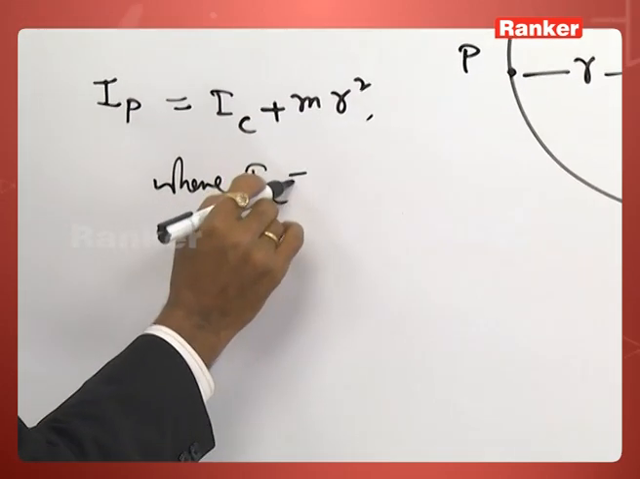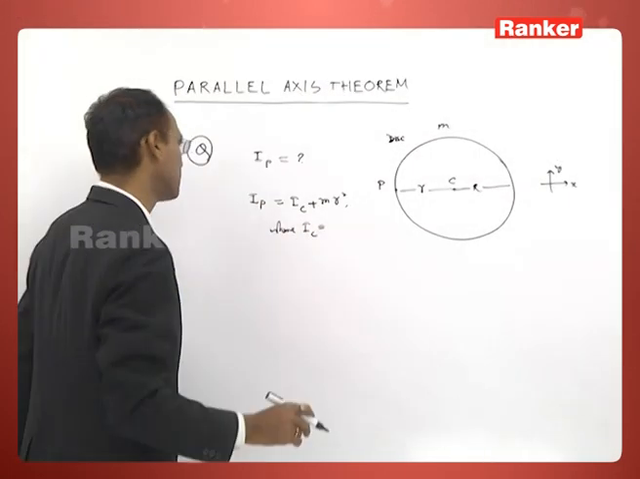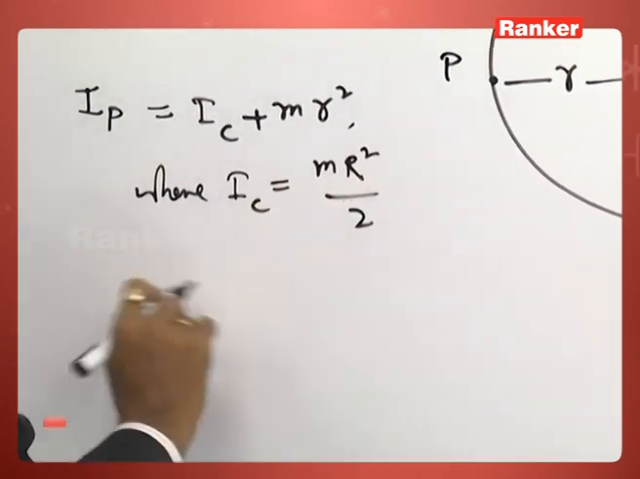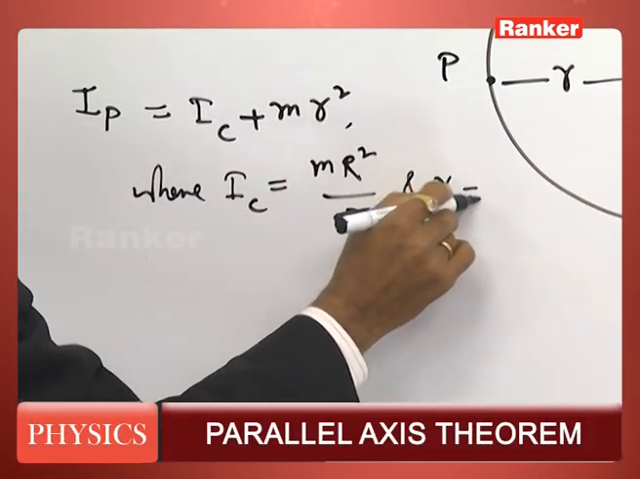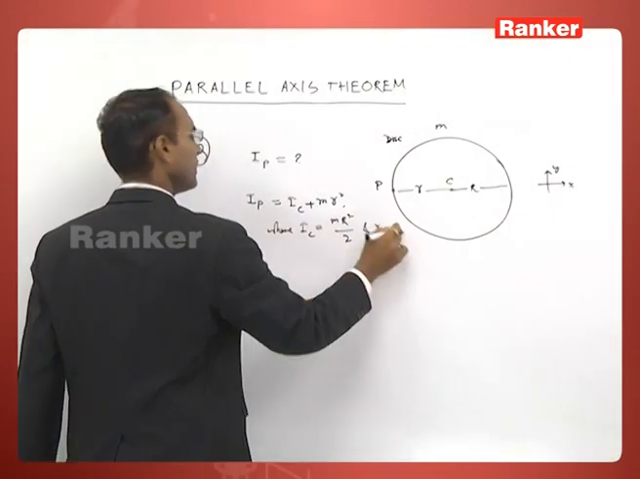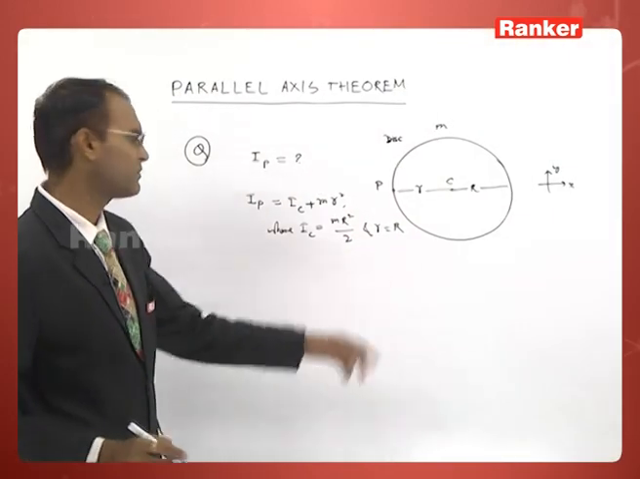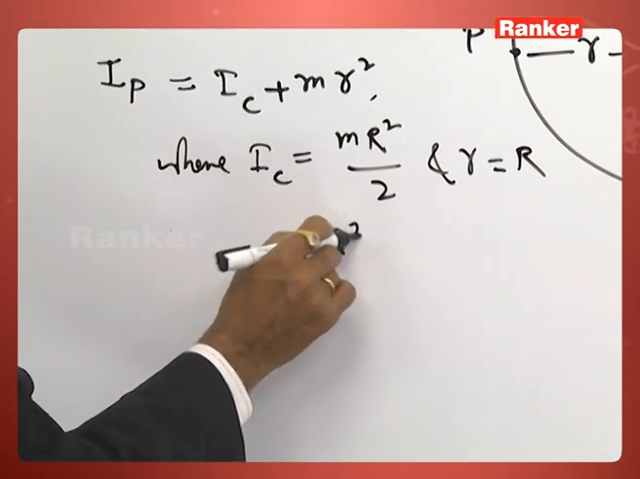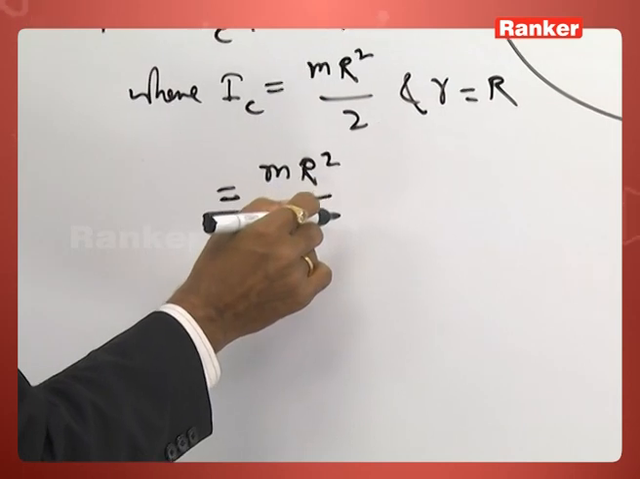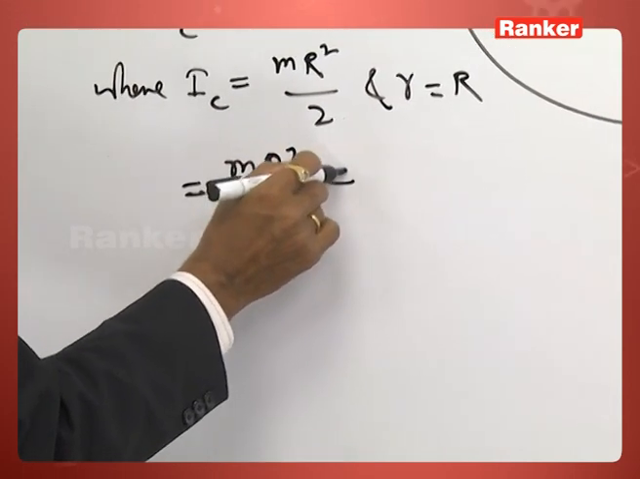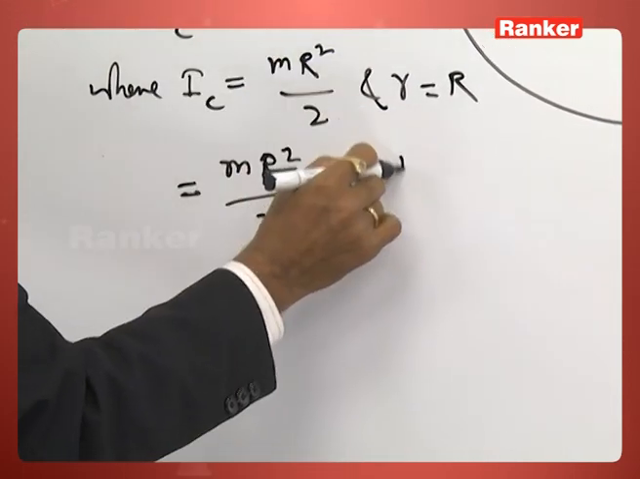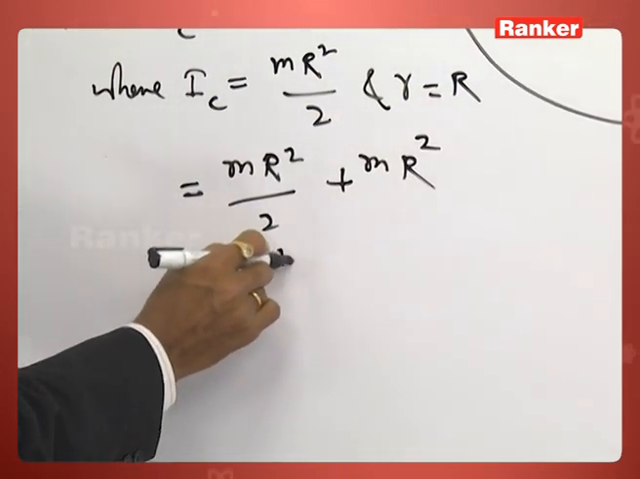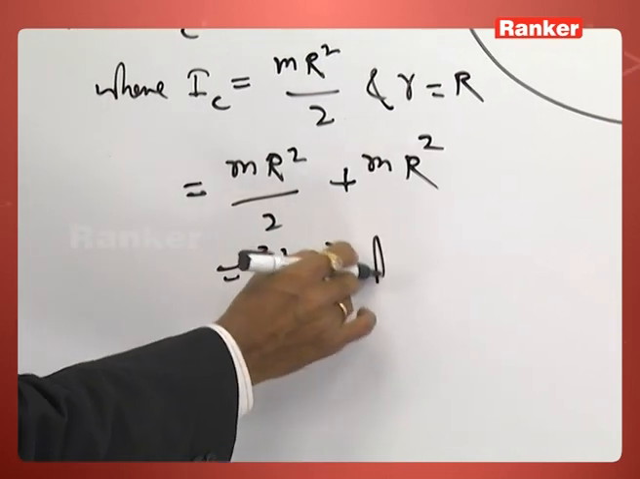Here IC we have calculated in the last class as mr square by 2 for the disk, and the distance between these two axes is none other than the radius of the disk. So if you substitute IC is equal to mr square by 2 and small r as capital R, the radius, we are getting 3 mr square by 2 for the uniform disk.